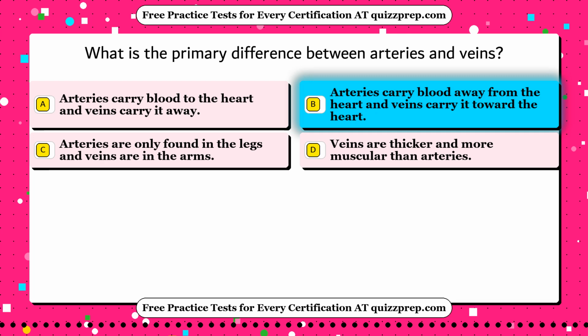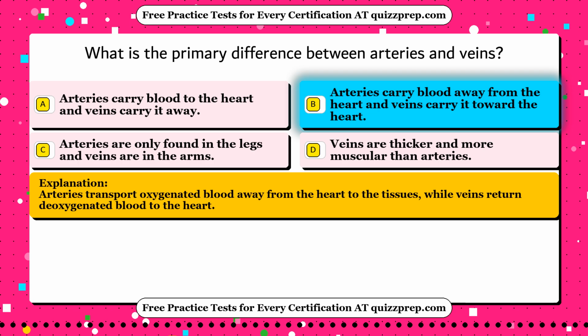The correct answer is option B. Arteries carry blood away from the heart and veins carry it toward the heart. Arteries transport oxygenated blood away from the heart to the tissues, while veins return deoxygenated blood to the heart.